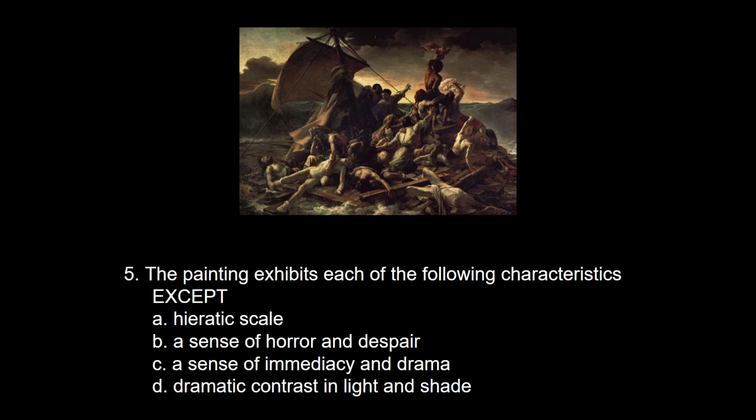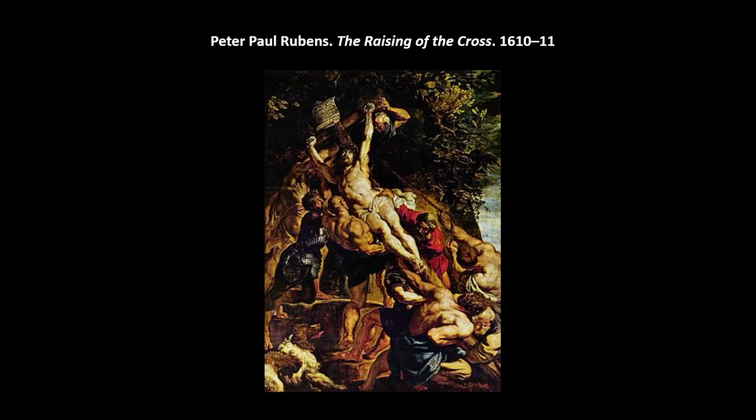The painting exhibits each of the following characteristics except A. So we do have a sense of horror and despair, sense of immediacy and drama, and dramatic contrast of light and shade, but we do not have a hierarchic scale. That's not something we really get too much past ancient art. Okay, but you see that diagonal stuff we get with the Baroque, as we saw with the Rubens.